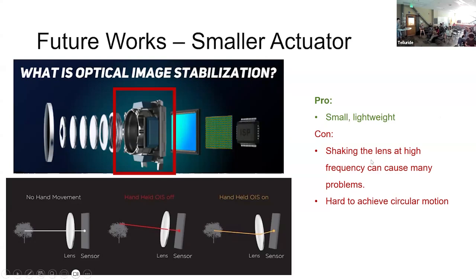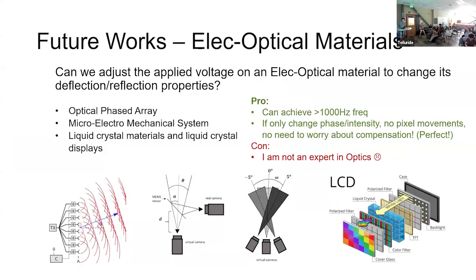However, currently shaking it at a very high frequency can cause many problems like heating and other things, because the module is not designed for this case. And it's also hard to achieve circular motion because you can only shake it horizontally, vertically, or in a certain direction. I think a more promising direction may be from the optics and material perspective.